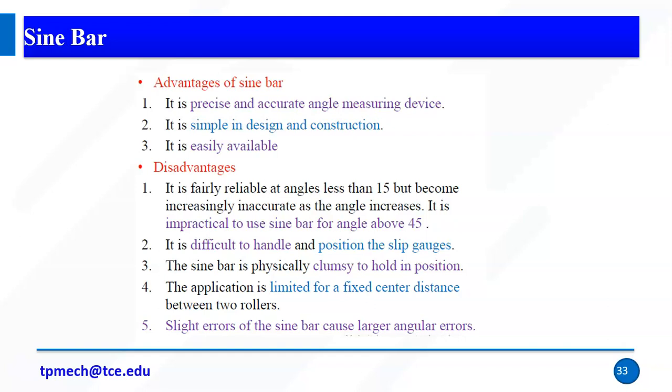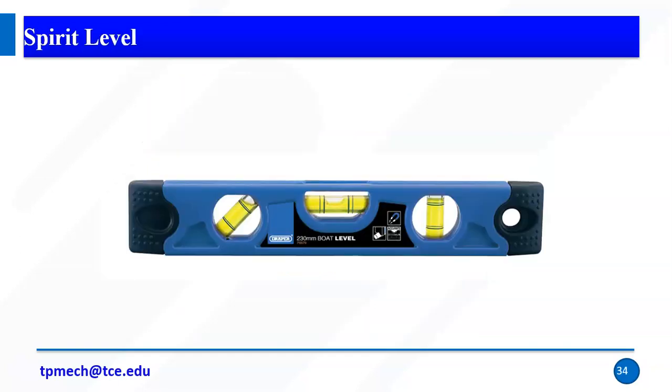It is very difficult to position the slip gauges. The sine bar is physically clumsy to hold in position. As I said, it is like a huge weight, and handling is very difficult. The application is limited by the fixed center distance between the two rollers, right? So you cannot change the rollers. Sine bar is 100 mm only, so it has fixed centers. Slight errors on the sine bar cause large angular errors. So if there is any small error in the sine bar, it gives a large error in measurements. So these are the advantages as well as the limitations.